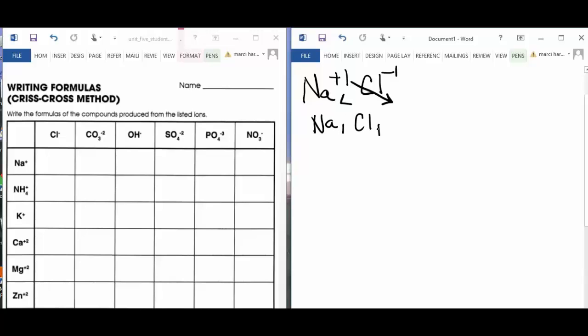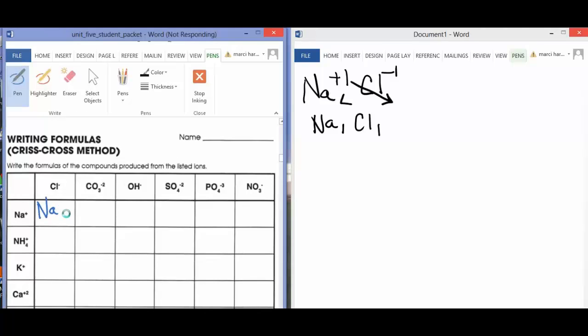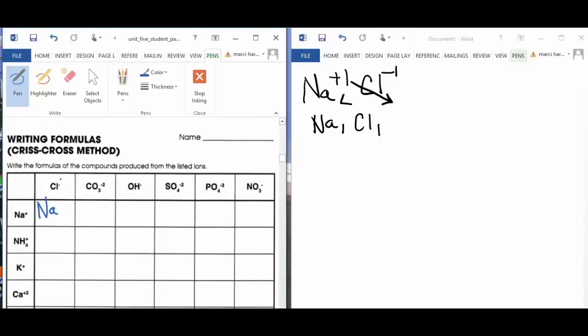Na1Cl1. Now notice that the positive and the negative has disappeared at this point. They're just numbers. And really with ones, we're going to let those be understood. So I'm going to reduce it even further, and I'm going to put my final answer over here. It's going to be NaCl. So the final answer here is NaCl. And those ones are just understood.